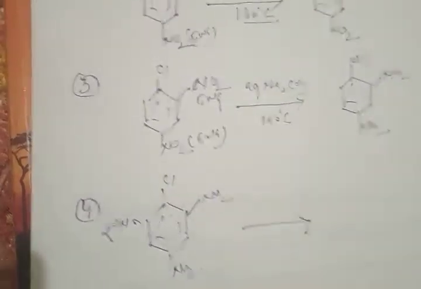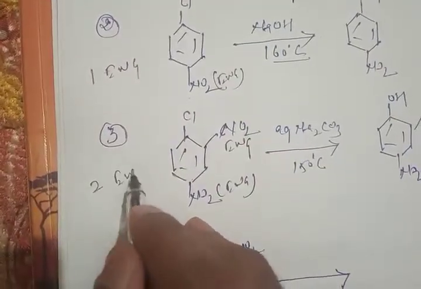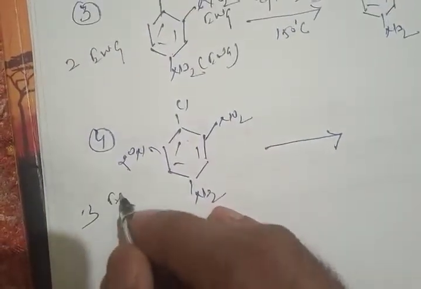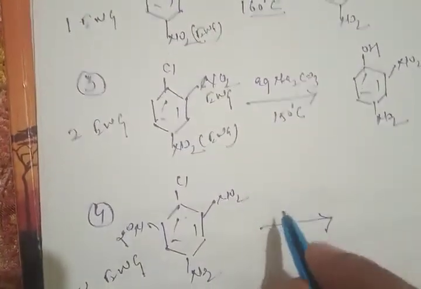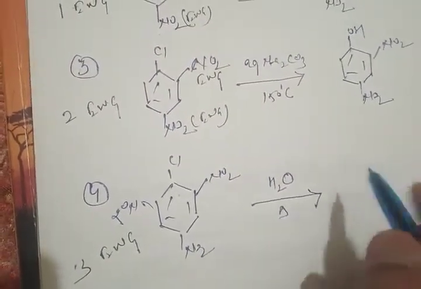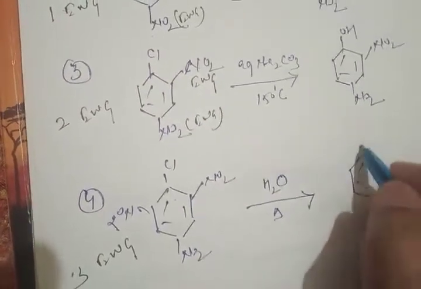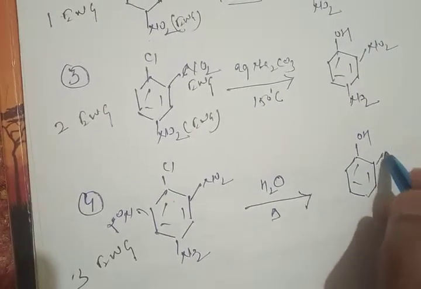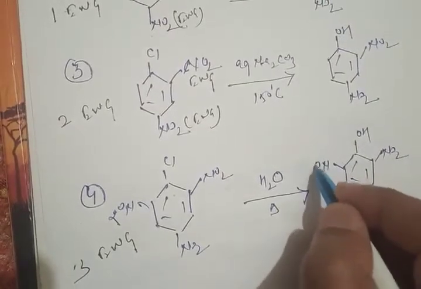Here we have one EWG, here we have two EWG, and here we have three EWG, electron withdrawing groups. So in this case, just the presence of water and heating will give the desired product. This will give you a phenol derivative, that means OH and NO2, NO2 and NO2.